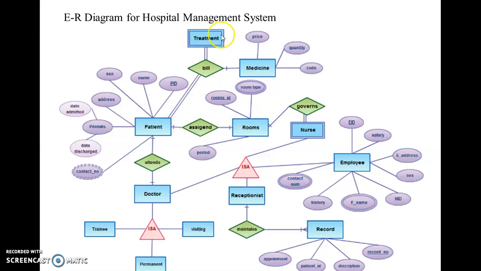Then this double diamond is nothing but a weak entity set. Okay, then all the entities which have a primary key column can be treated as a strong entity set. So here a record number is underlined, hence this record can be treated as a strong entity set. And this treatment has a double diamond. That means this treatment does not have a column which can be treated as a primary key column. Hence treatment is a weak entity set.